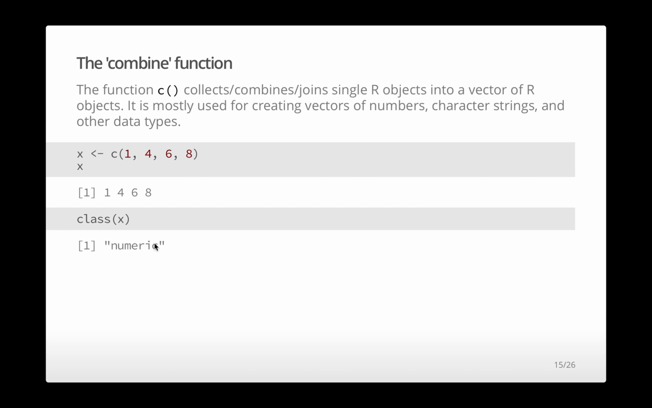So again, it'll still say it's numeric. R doesn't care if it's got 1 element in there, 4 elements, or 100 elements. As long as they're all numbers, it calls it a numeric vector.